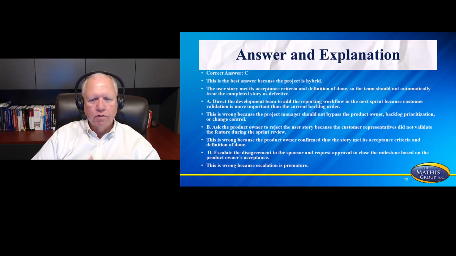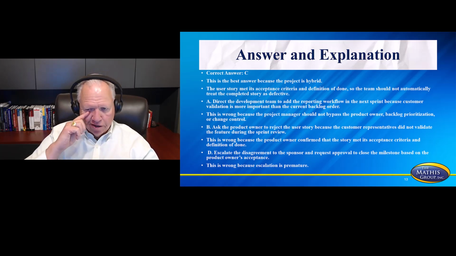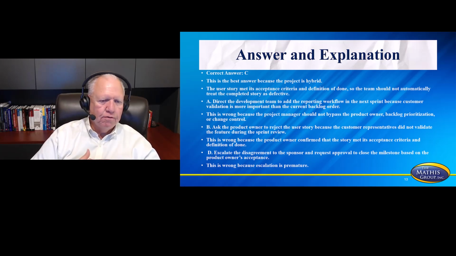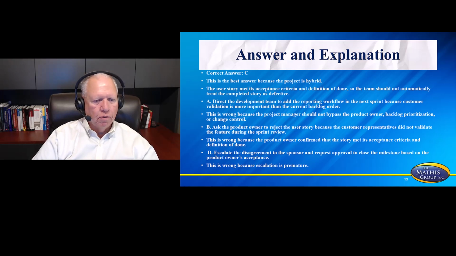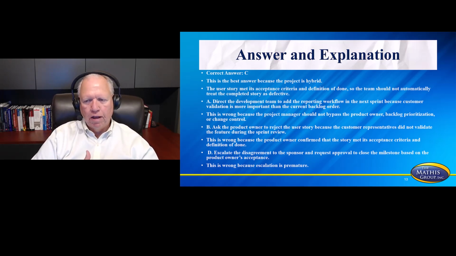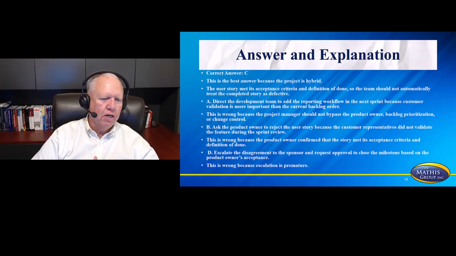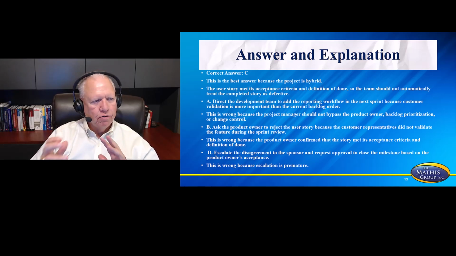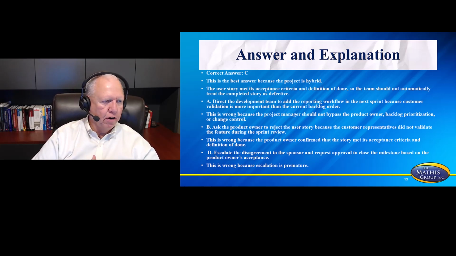B, ask the product owner to reject the user story because the customer representatives did not validate the feature during the sprint review. Well, this is wrong because the product owner confirmed that the story met its acceptance criteria and definition of done. So you automatically saw two different phrases there that should have caused you a little bit of problem when you were reading it.